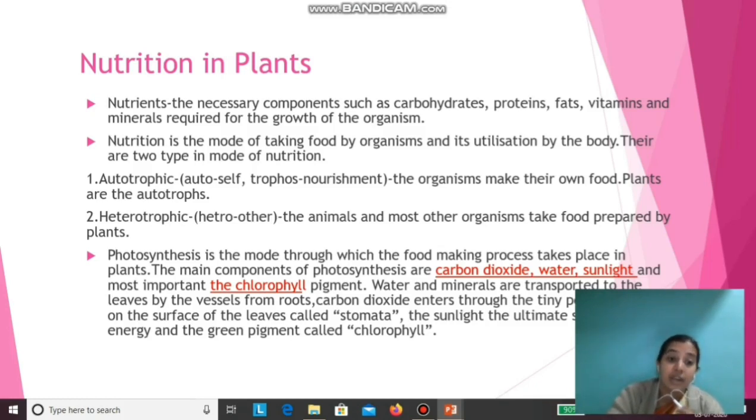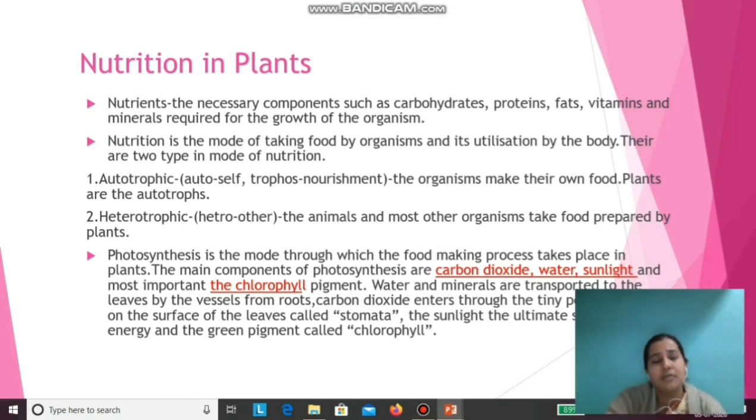But when it comes to heterotrophic, hetero means other. That means here the animals and most of the organisms are depending on others, like on plants for their food. They are not capable of producing their own food. That's the reason they are called as heterotrophs.